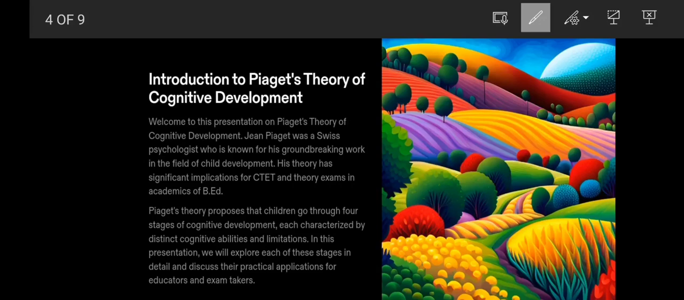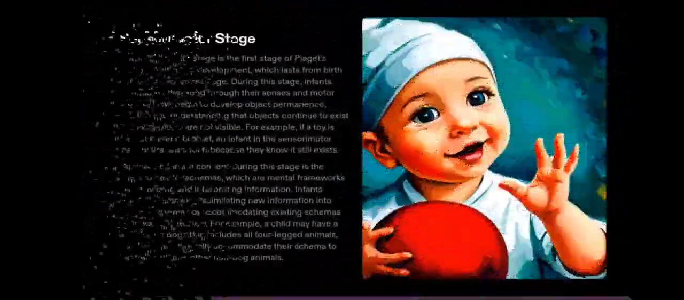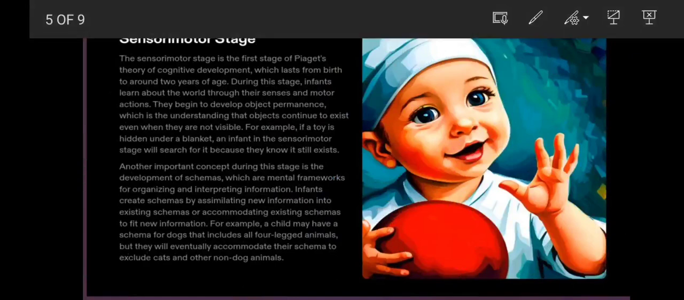So let us see the first stage of the cognitive development of Piaget's theory. The first stage is the sensory motor stage. What is the sensory motor stage? The sensory motor stage is the first stage of Piaget's theory of cognitive development, which lasts from birth to around 2 years of age. This stage starts from birth and lasts around 2 years of age. When the child is 2 years old, this sensory motor stage stops.